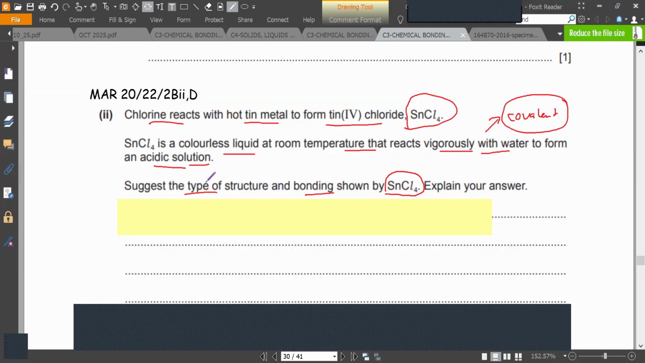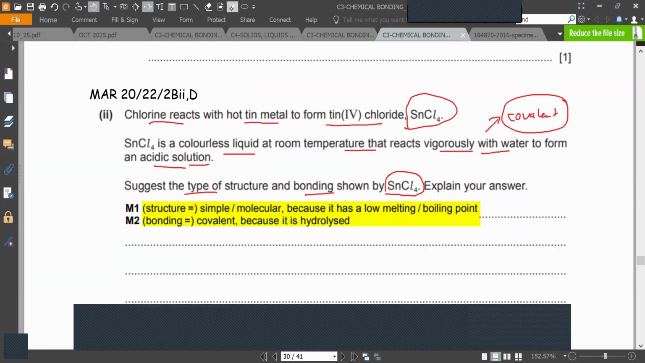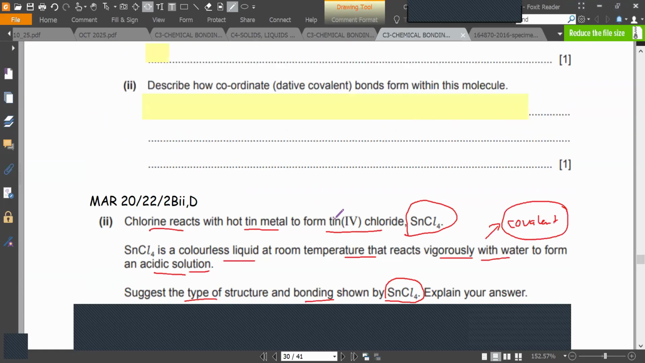It's not giant covalent, it's just a simple molecule with 5 atoms. So we are saying that this is a simple covalent, simple molecular structure, because it has low melting and boiling point, and it can be hydrolyzed. It can react with water to form acidic solution. This part we will learn in later chapters.